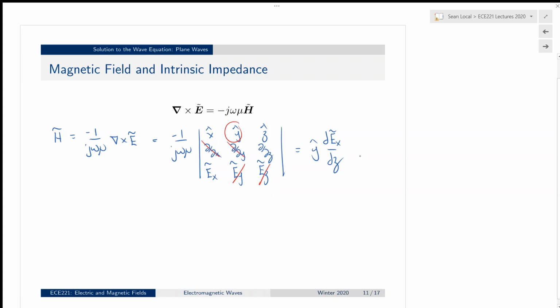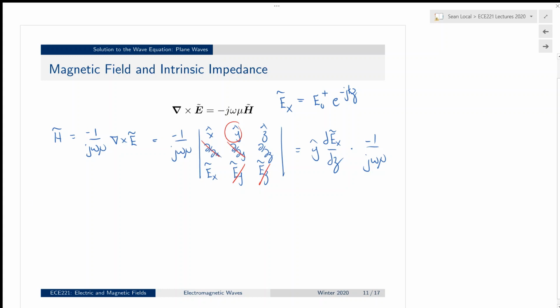And also we need to multiply this by minus 1 over j omega mu, which is what we had outside of the curl operation before. So we have a solution for Ex tilde for a wave that's traveling in the positive z direction. It was E naught plus times e to the minus j kz. So we can substitute in this equation.